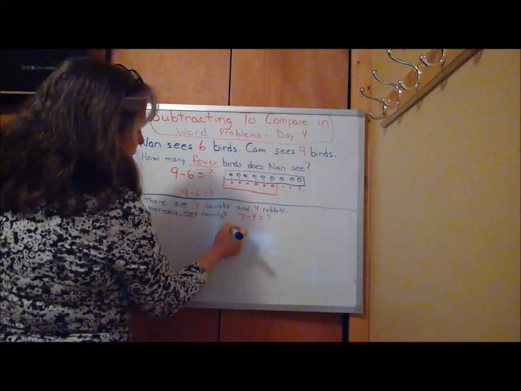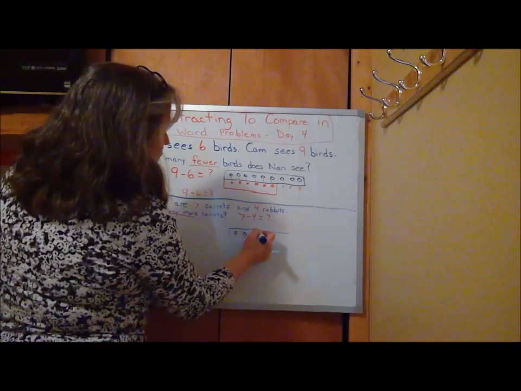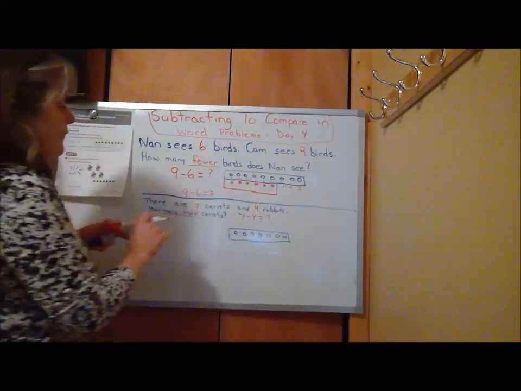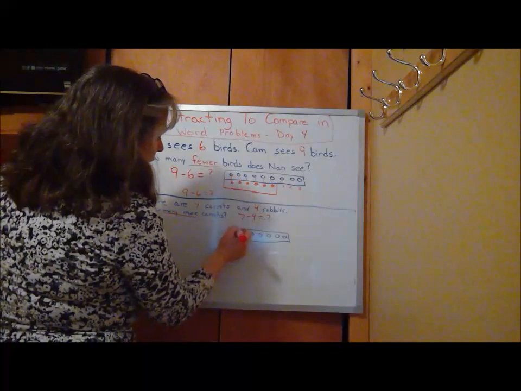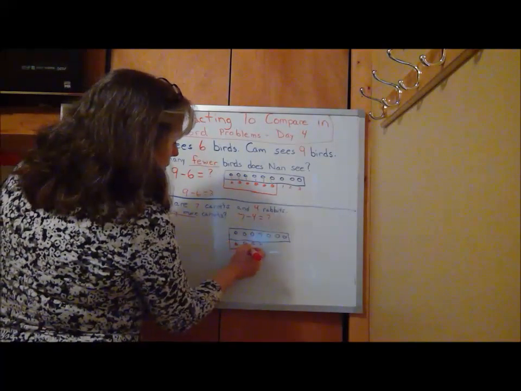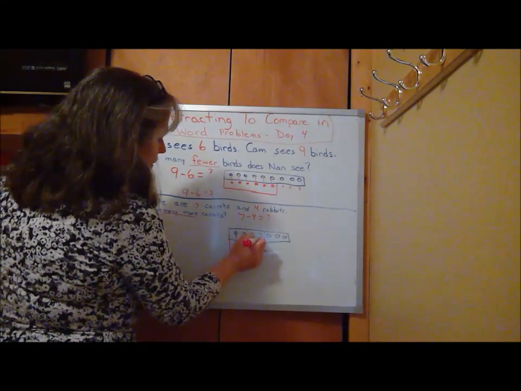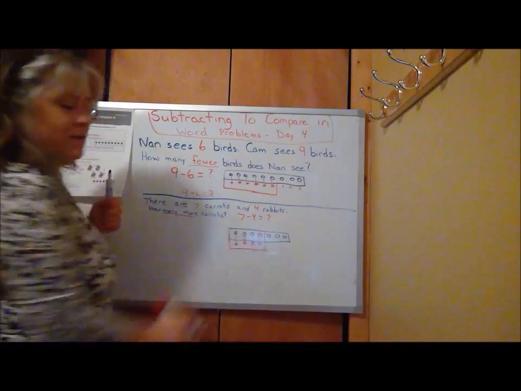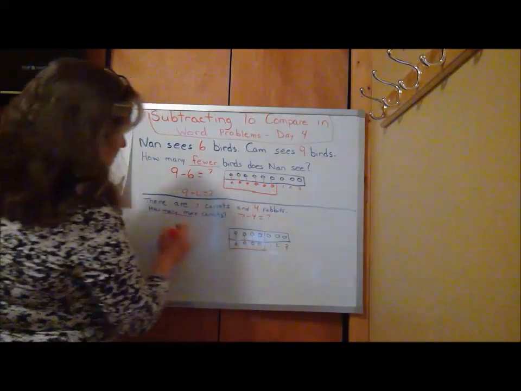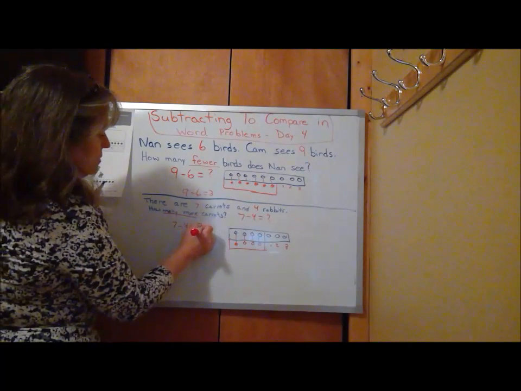So we have 7 carrots. 1, 2, 3, 4, 5, 6, 7. And then we have 4 rabbits. So I'm going to line them up again. 1, 2, 3, 4. I'm going to buddy these to make sure I did it right. And how many do I have left over? 1, 2, 3. So 7 minus 4 equals 3.